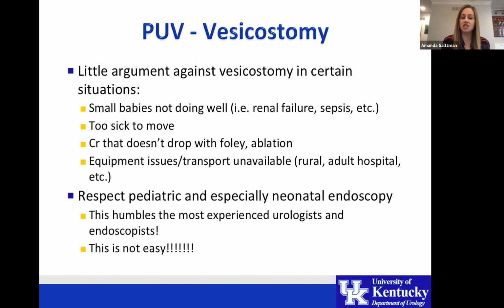And then this is just a little tangent. I think you finish residency and everyone is a great endoscopist. Any kidney stone, any tumor in the upper tract, you can do it all. But pediatric and neonatal endoscopy is incredibly, incredibly difficult. And this humbles the most experienced urologists and endoscopists. So if you have any concern that there may be a technical issue with your ability to do this, that is not something bad. It is okay to admit that. Doing a vesicostomy is a very reasonable option.